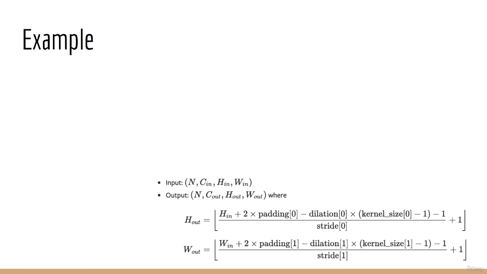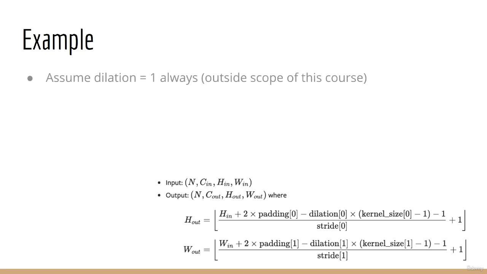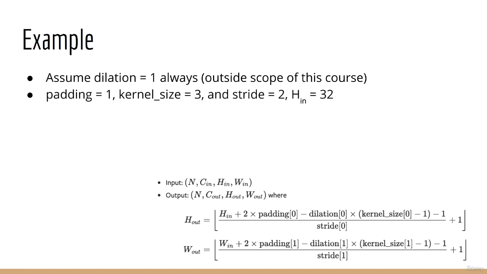Let's do a simple example to make sure you know how to use this formula. Since the formulas for both the height and width dimensions are the same, we only need to do one. Firstly, the concept of dilation is outside the scope of this course, and we will use the default value of 1. Next, let's assume we have padding equals 1, kernel size equals 3, and stride equals 2. Let's set h in to 32, which is common for deep learning image datasets.